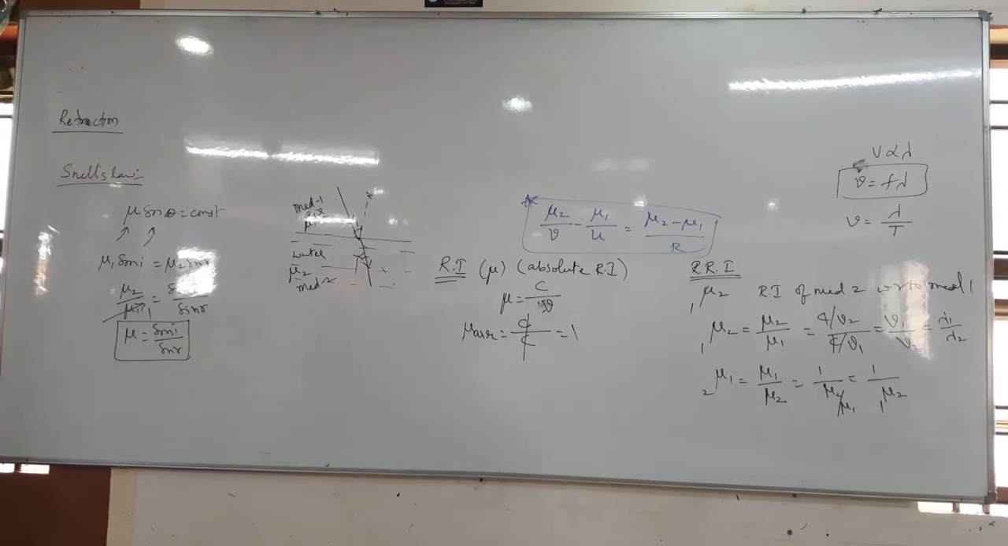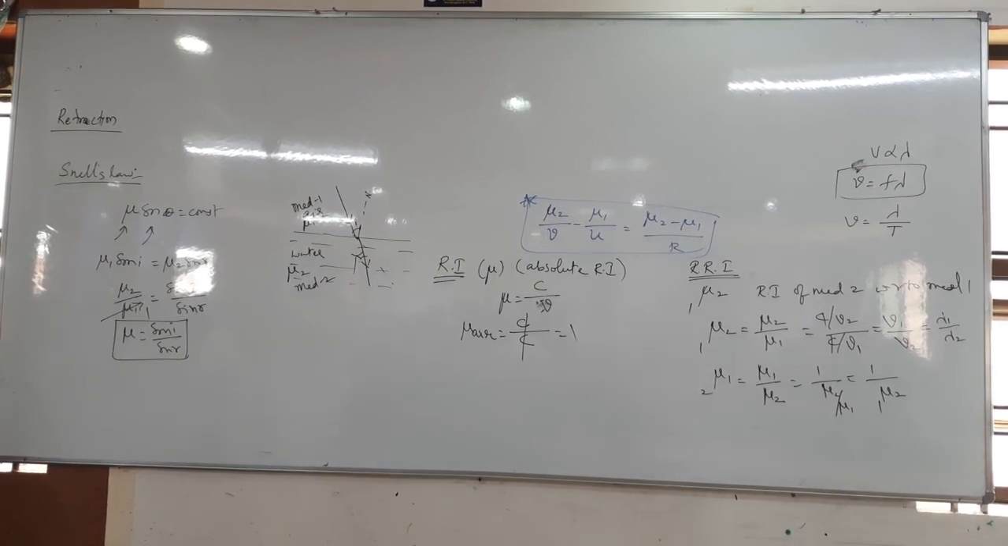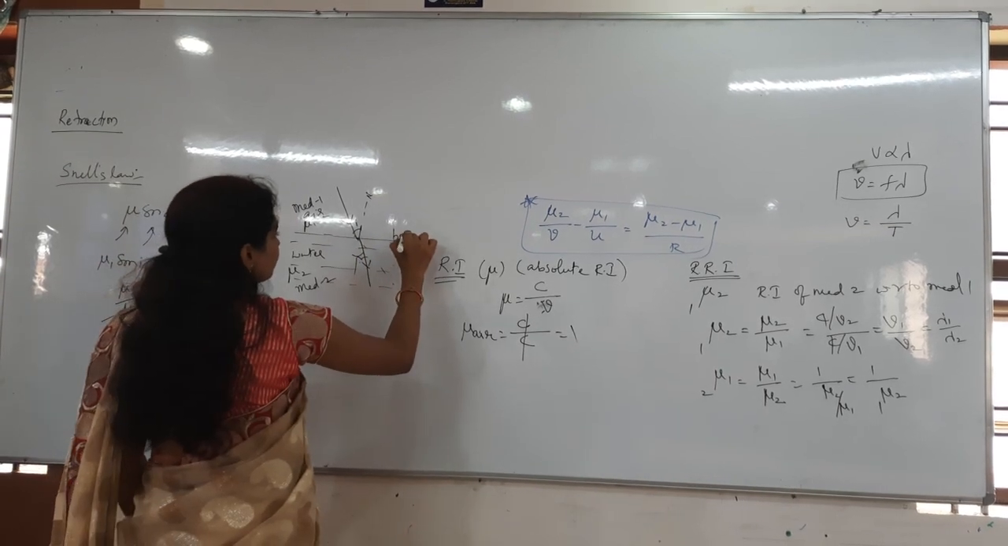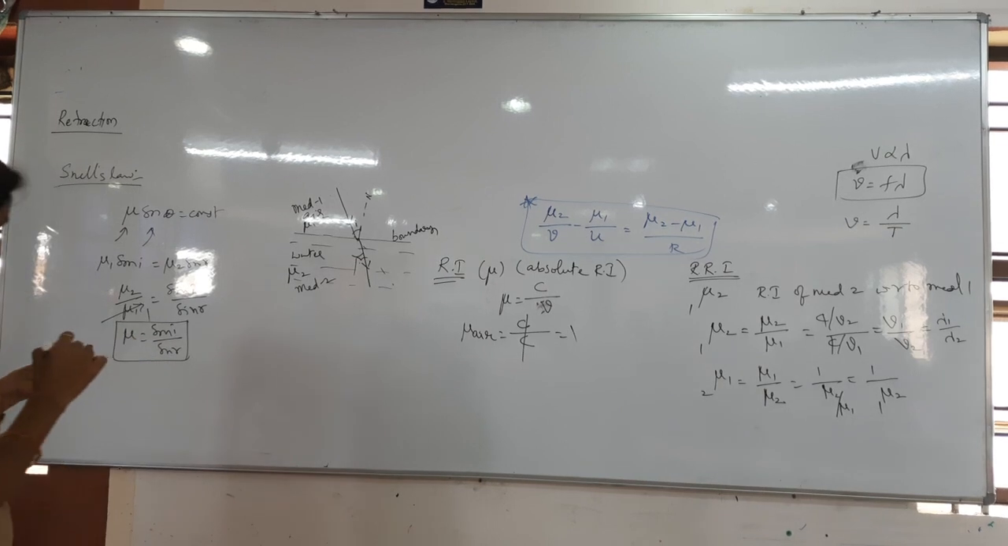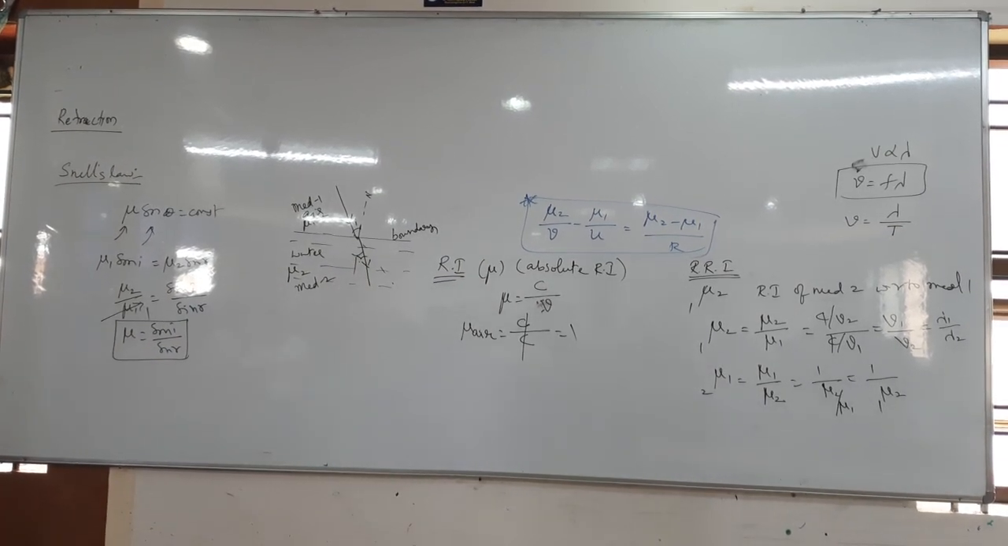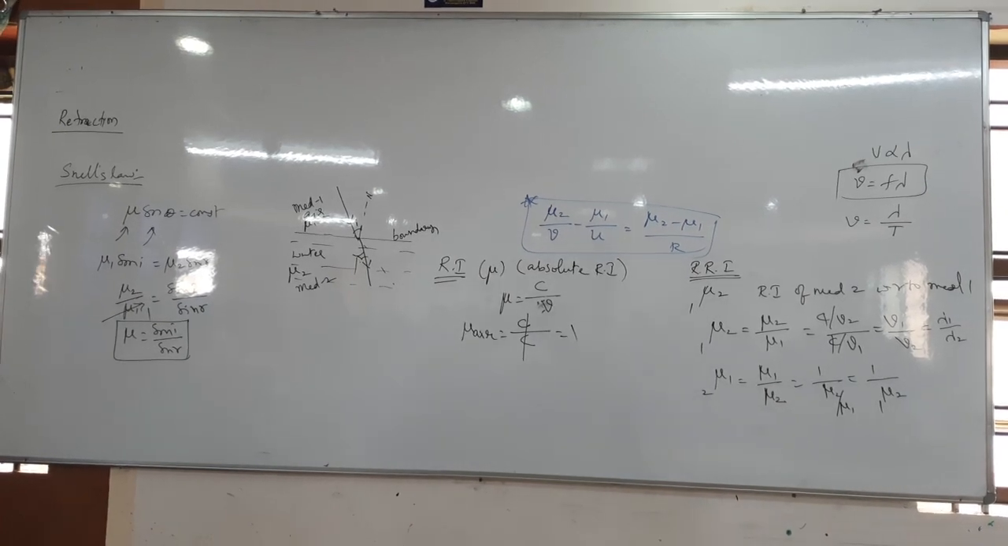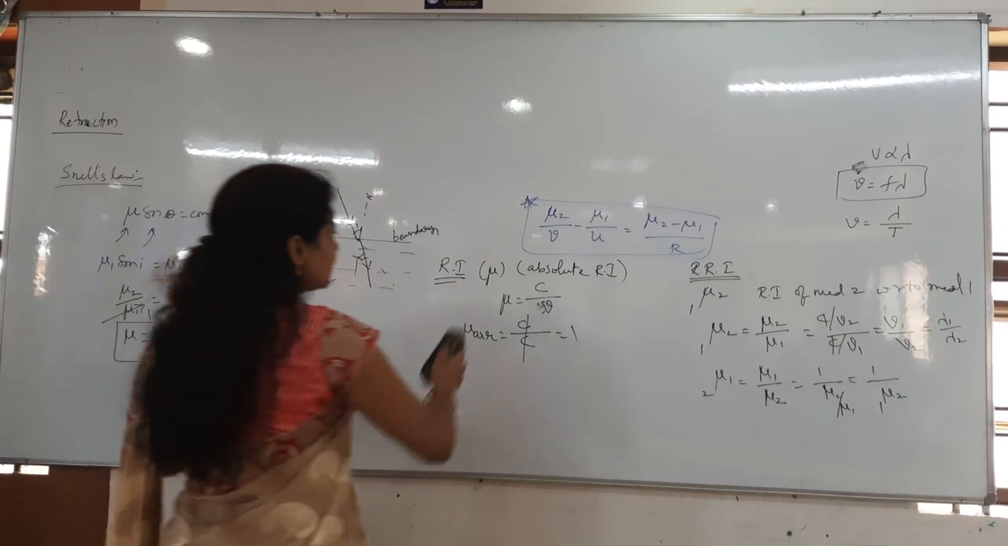Next, Snell's law. The product of refractive index and sine of the angle with respect to the normal is always constant, that is, mu sin theta is equal to constant. Copy that Snell's law.